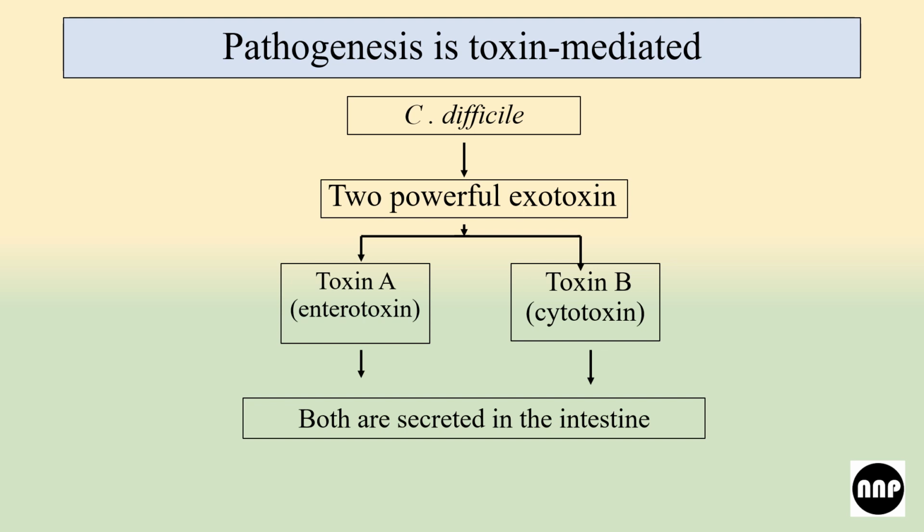Now, before beginning with the pathogenesis, we'd like to say that C. difficile may be harbored as a commensal in our intestine. However, only the toxigenic strains produce pseudomembranous colitis. And as it is written here, pathogenesis is toxin mediated. So C. difficile produces two powerful exotoxins, toxin A and toxin B. Toxin A is an enterotoxin and toxin B is a cytotoxin. Both of them are secreted in the intestine.